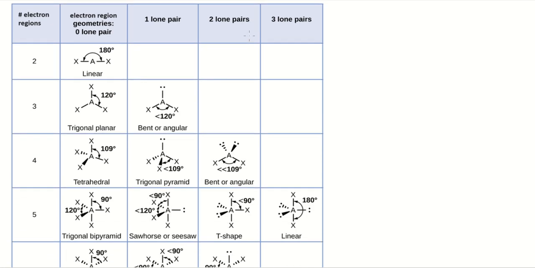So we're going to go down here. When you have 2 total domains around the central atom, the farthest they can be separated is 180 degrees from each other. So the answer here is linear.